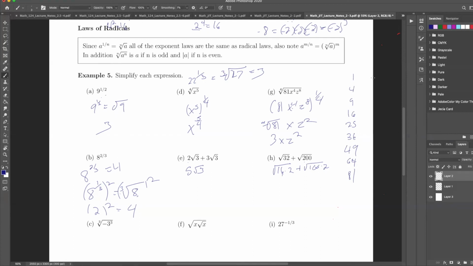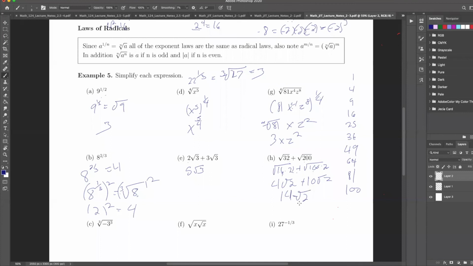Thank you, guys. And so here, and then we'll have 100. So try to pull out perfect squares. So here I can have 16 times 2 and 100 times 2. Then I can pull out the 16, take the square root, so it'd be 4 square root 2. I can pull out the 100, which becomes 10 square root 2. And then I can add it up to be 14 square root 2. Okay.